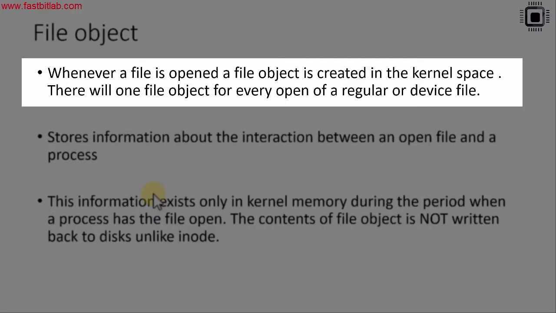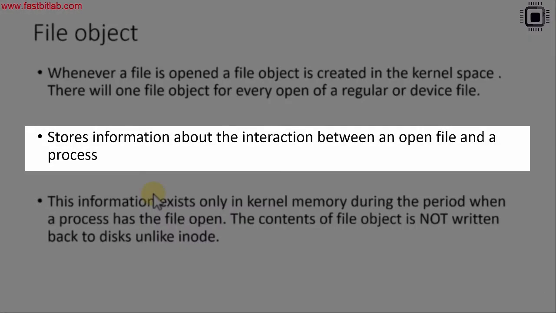What is a file object? Whenever a file is opened, a file object is created in the kernel space. There will be one file object for every open of a regular or device file. A file object is of type struct file. This is a kernel space data structure, just like inode, but for every open of a device file or a regular file, a file object will be created. That means if you open the same file, let's say 10 times, then 10 file objects will be created in memory.